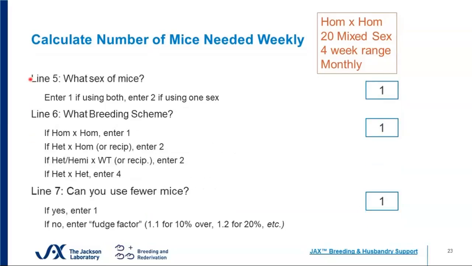Line 5, we deal with the sex of the mice. If we want both sexes, we use 1. If we only need one sex, we enter 2, because if we only need female mice, we're still going to produce male mice, and we have to factor that into the size of our colony.